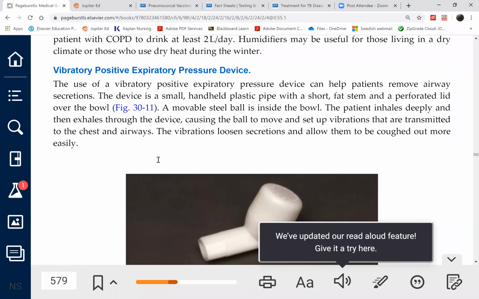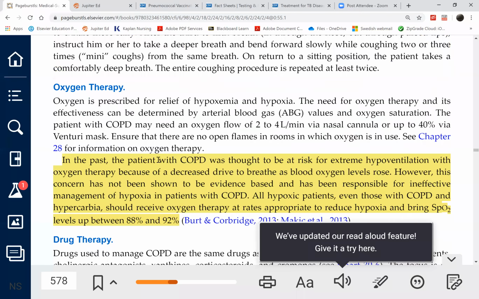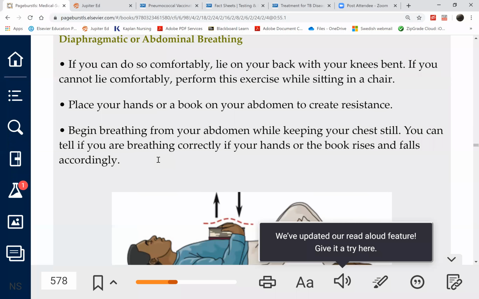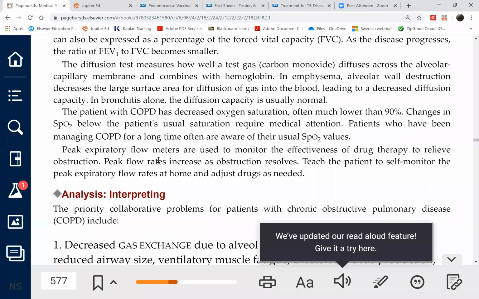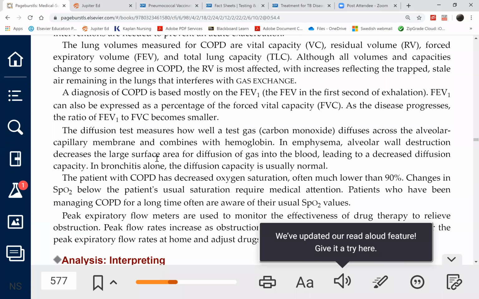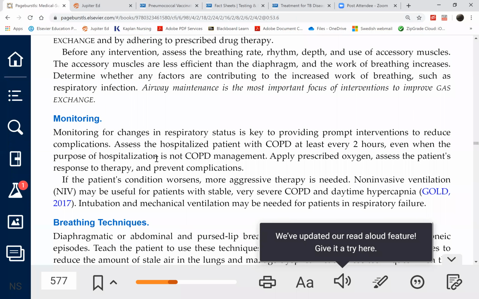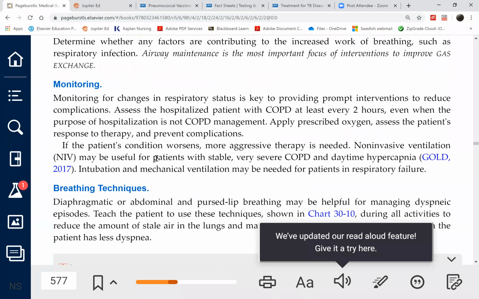Now, these are not exclusive to COPD, okay? So when we go to pneumonia later, and when we go to tuberculosis, and then later in your 5th semester, we'll go back to chapter 32 and we'll talk about pulmonary embolism, acute respiratory failure, etc.